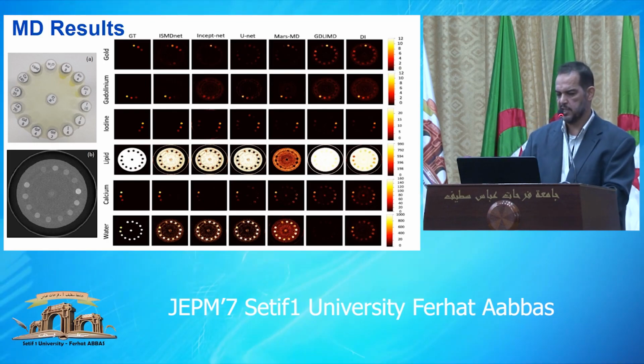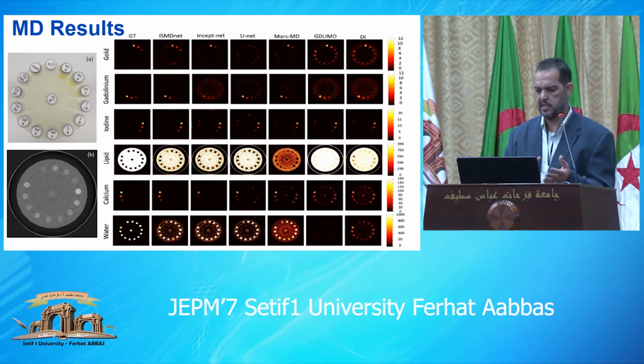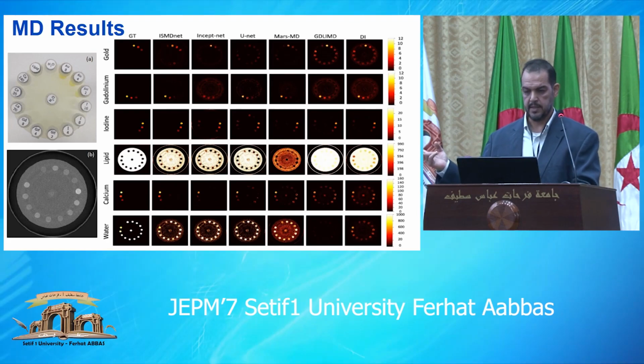So for the images that were generated, this is his UNet basic structure. This is InceptNet, another deep learning method that we also implemented from the literature. This is the basic UNet. This is the Mars material decomposition, which is a mathematical method, and these are 2 other mathematical methods, direct inversion, and this is another one. So basically, he compared his results with 2 other deep learning topologies, and also with 3 different mathematical material decomposition methods.